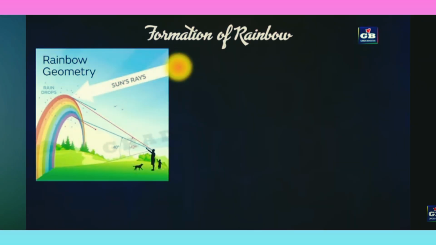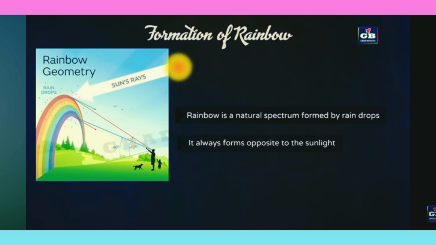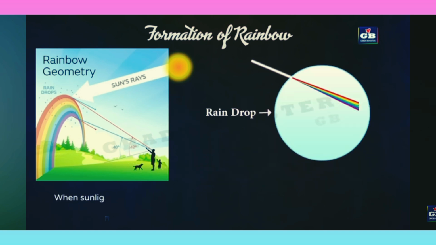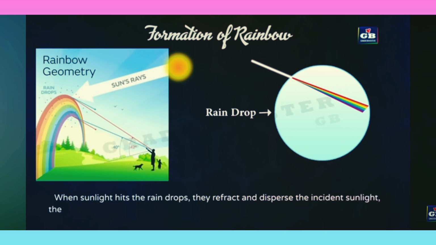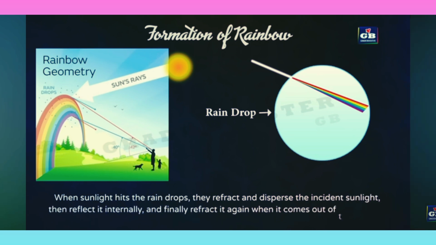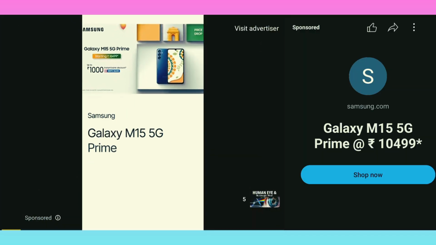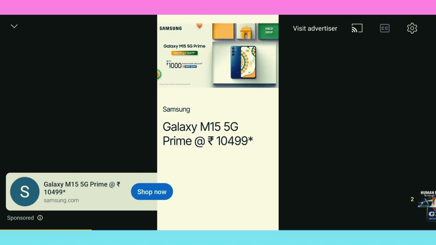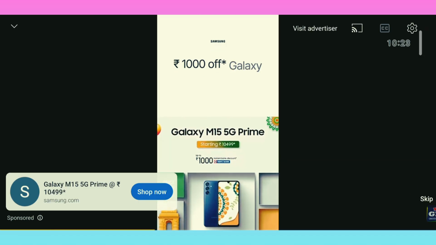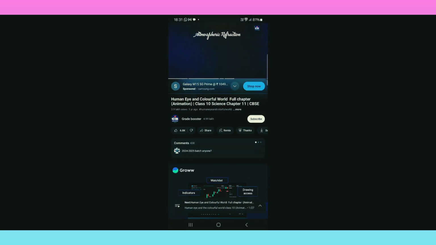Rainbow. Rainbow is a natural spectrum formed by raindrops. It always forms opposite to the sunlight. Here, the water droplets act as small prisms. When sunlight hits the raindrops, they refract and disperse the incident sunlight, then reflect it internally and finally refract it again when it comes out of the raindrop.